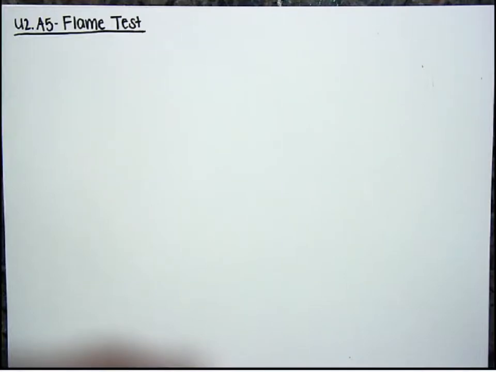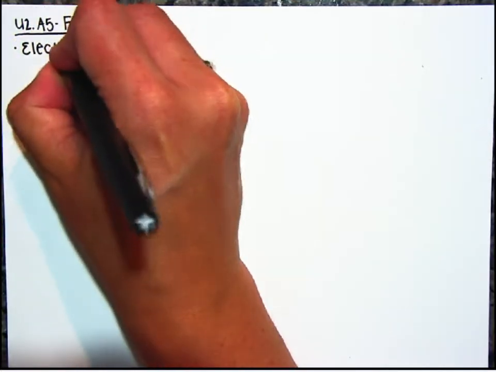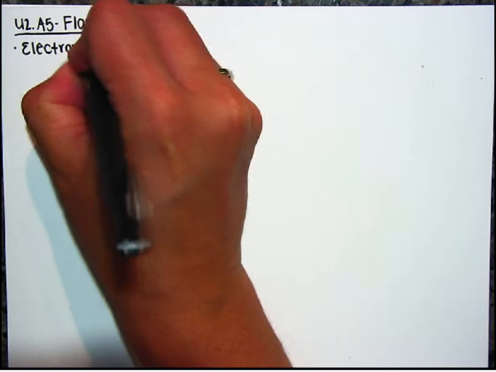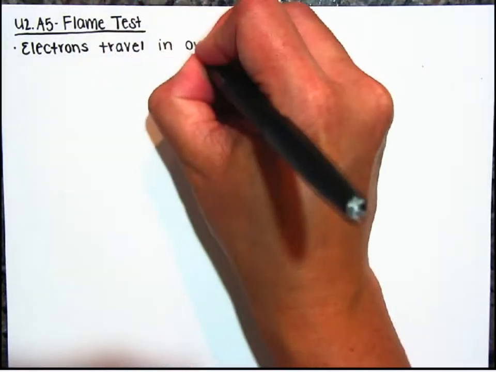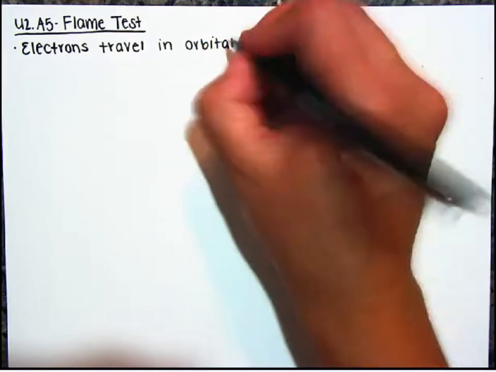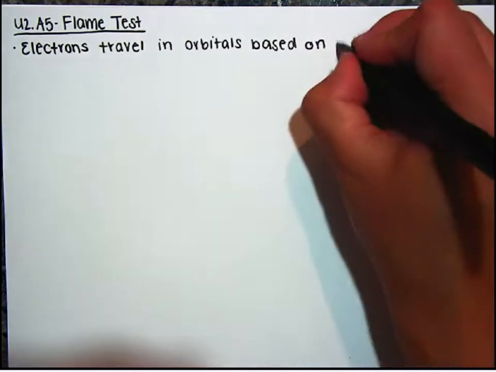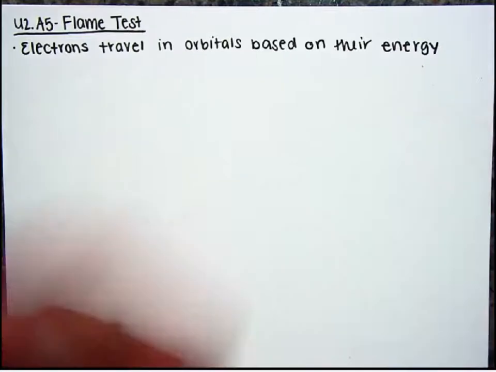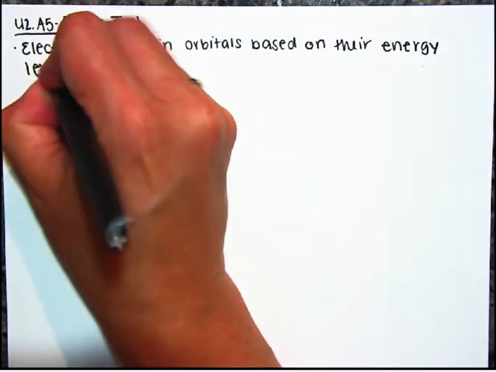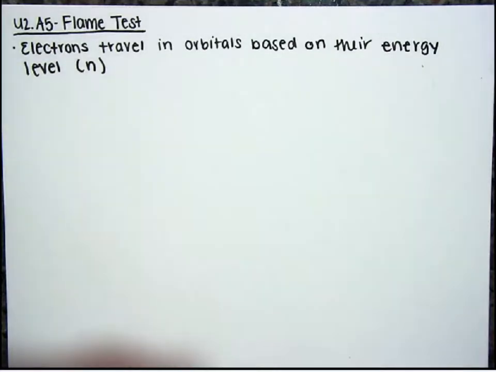This lesson will cover Unit 2, Acquisition 5, and our topic for today is the flame test. So based on what we already know about the atom, we know that electrons travel in orbitals based on their energy level. And when we're labeling our model of the atom, we use N to represent the energy level.